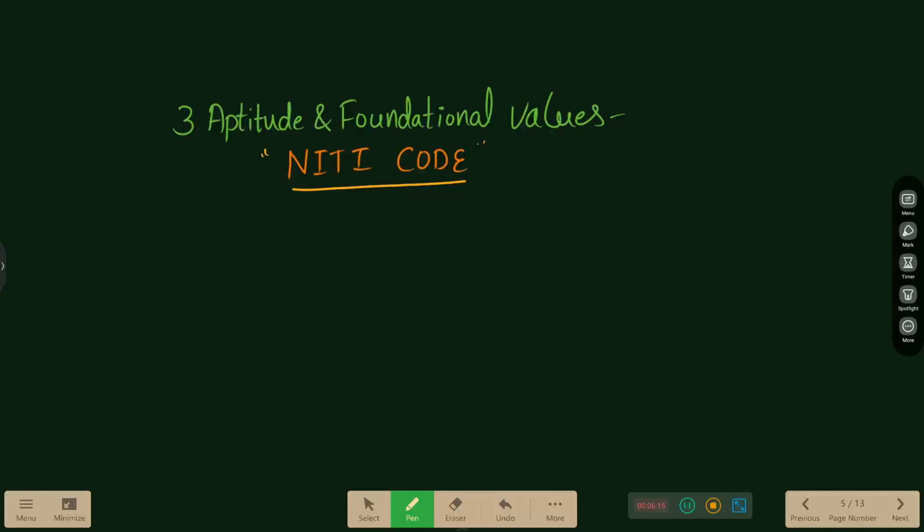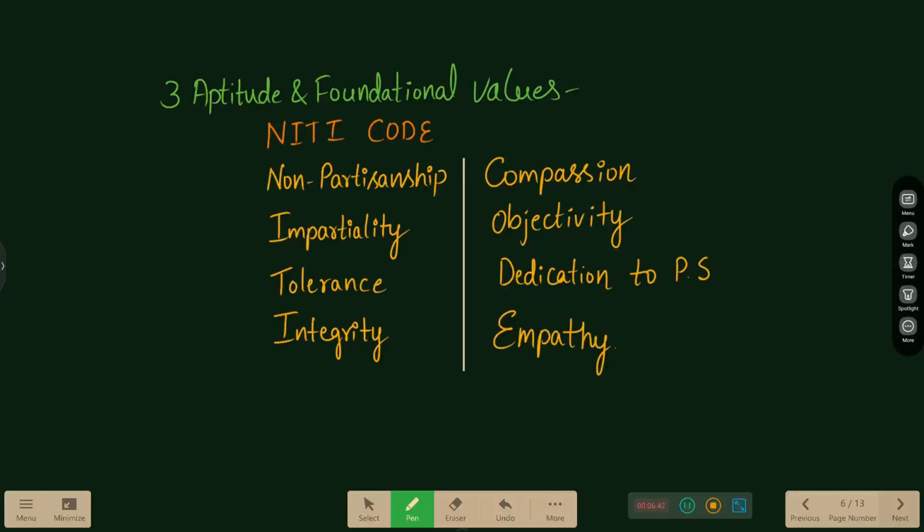N stands for non-partisanship. I stands for impartiality. T stands for tolerance. I stands for integrity. C stands for compassion. O stands for objectivity. D stands for dedication to civil service or public service. E stands for empathy. Fine. These are the 8 keywords mentioned in your syllabus.